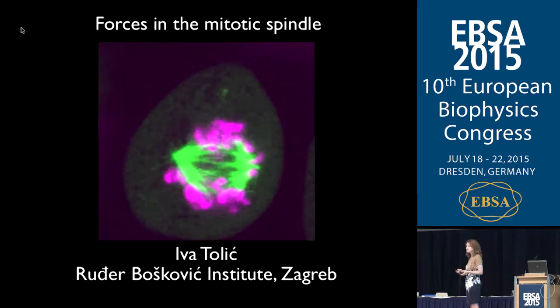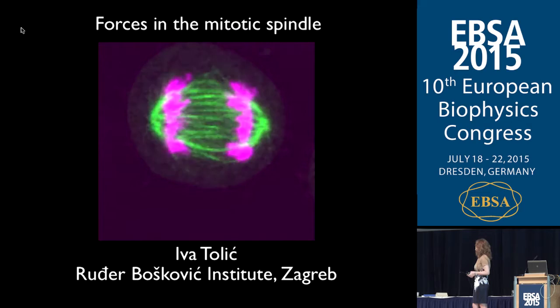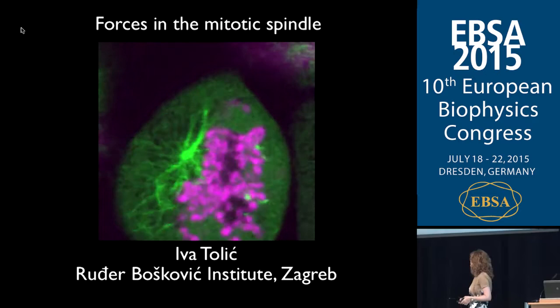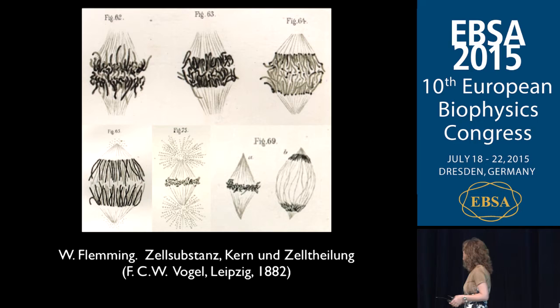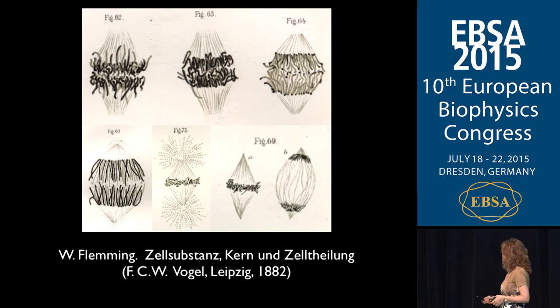You can see the mitotic spindle here in green, microtubules are labeled in green, and the chromosomes are shown in pink. The mitotic spindle has fascinated people for a long time, actually since the times when scientists could for the first time see the spindle. Here we can see the neat drawings of different spindles from Walter Fleming from the year 1882. So it's now more than 130 years that people are able to observe the spindle to see how it looks.